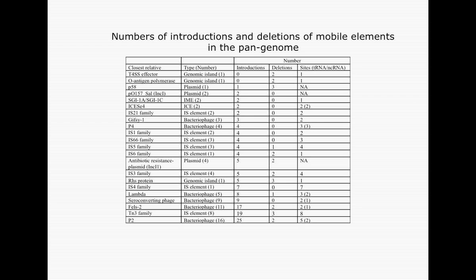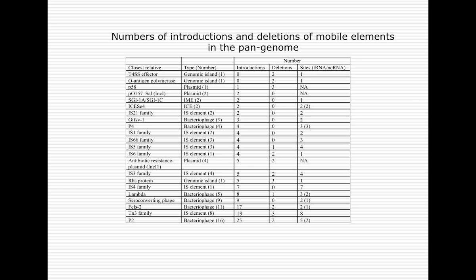And now we come to the pangenome. These are independent introductions in those 73 genomes. A P2-like bacteriophage was introduced 25 times and lost twice. A Tn3 IS element was introduced 19 times, lost 3 times. A Fels-2 bacteriophage was introduced 17 times and lost twice, and so on. The pan genome, the accessory genome, is highly dynamic. Unlike a SNP genealogy, where we're talking 800 SNPs total in 73 genomes that are mutational, the number of changes in the pan genome is dramatic, and this is why the pulse field patterns are different.